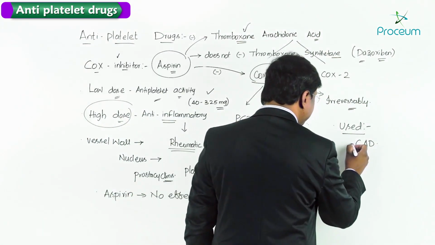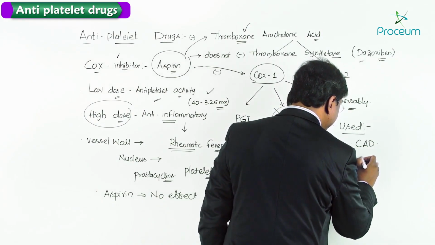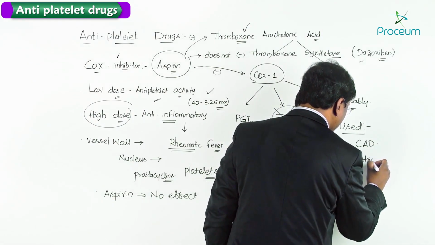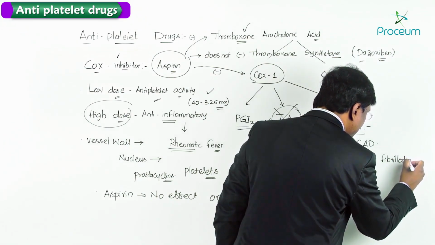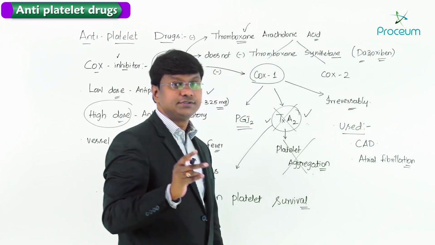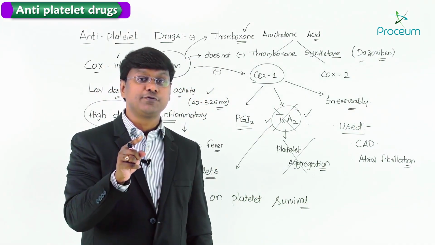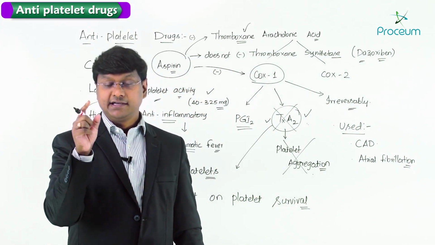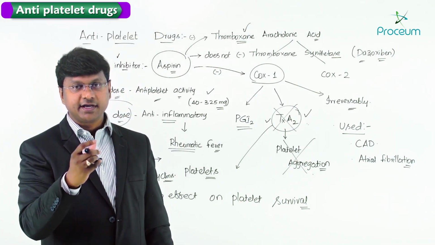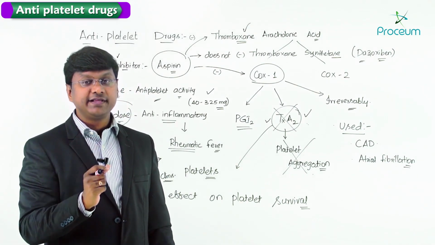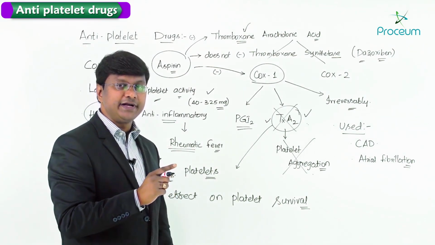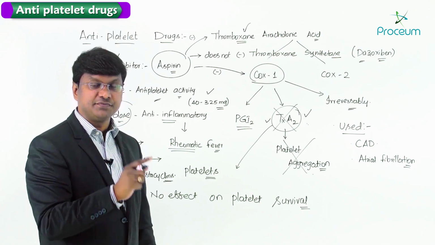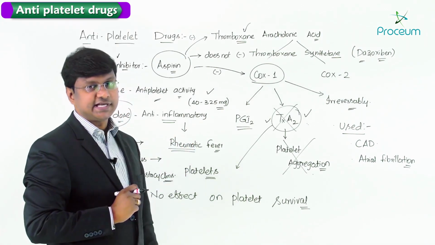Next, the other scenarios where we use aspirin is in the treatment of atrial fibrillation. In atrial fibrillation, there is a chance of thrombus formation within the left atria. And this thrombus formed in the left atria can undergo embolization, where the individual can develop cerebrovascular accidents. So, in order to prevent the thrombus or clot formation within the left atrium, we give aspirin.